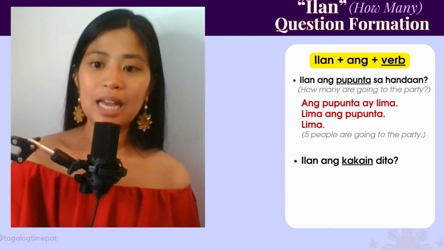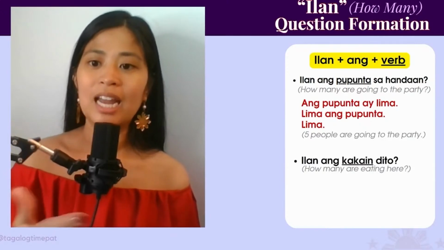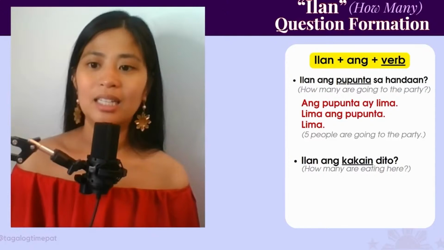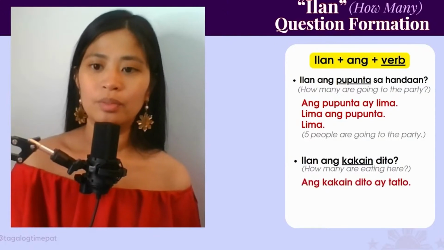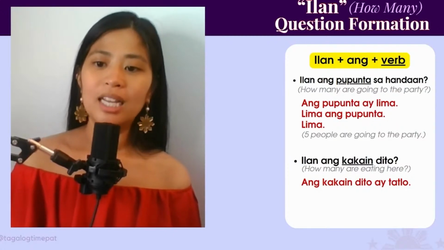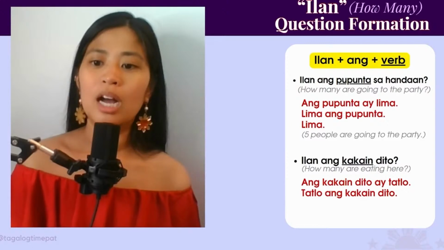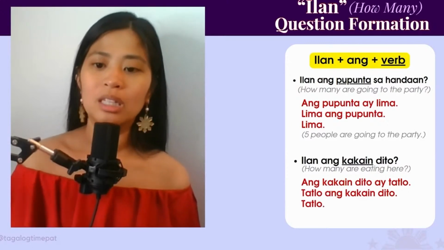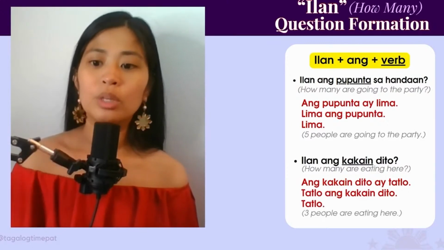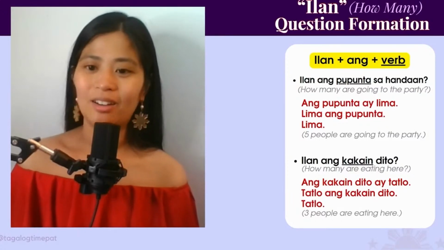Next example, ilan ang kakain dito? How many are eating here? Ilan ang kakain dito? And then, your response is, ang kakain dito ay 3. Or 3 ang kakain dito. Or 3. That means 3 people are eating here. Or will eat here.